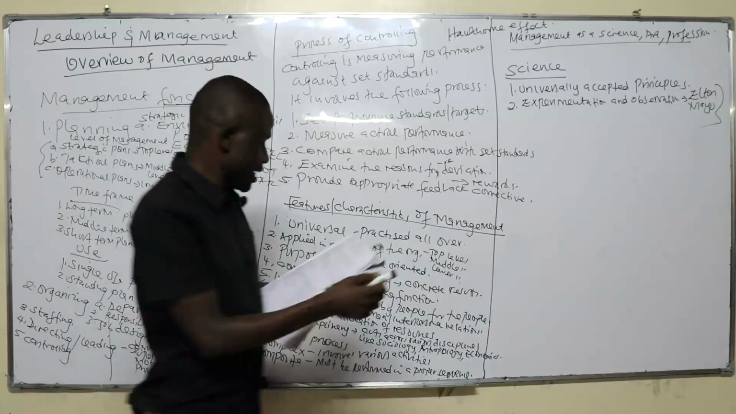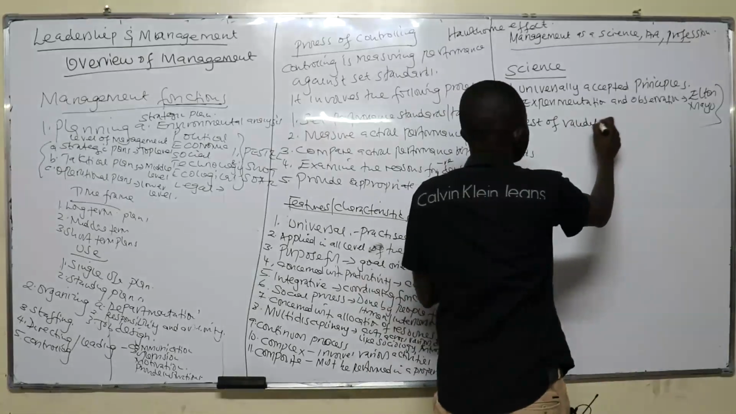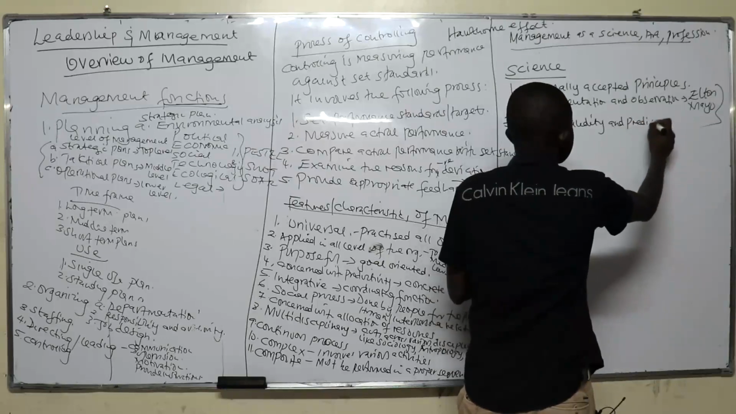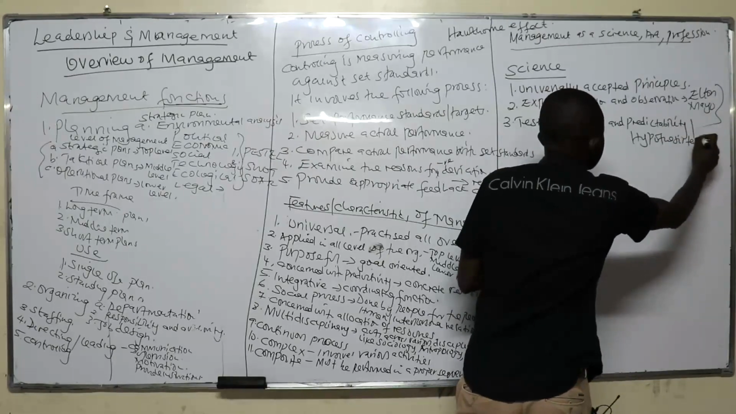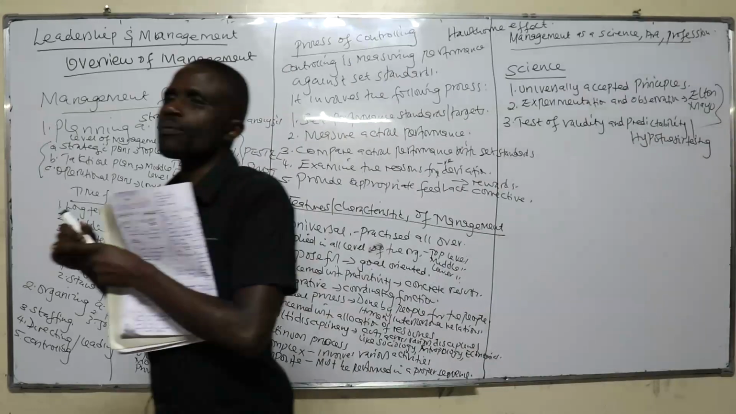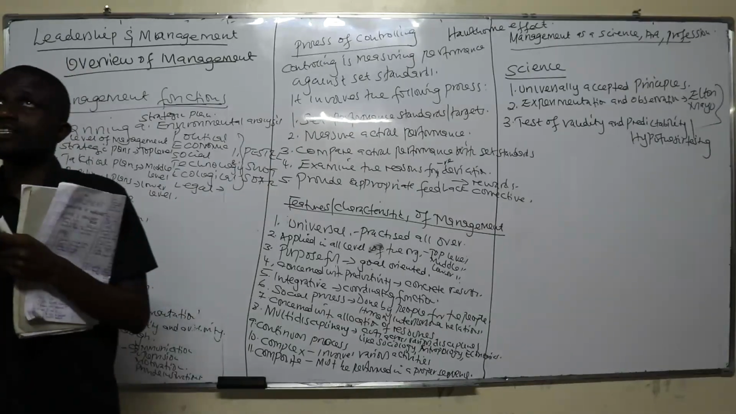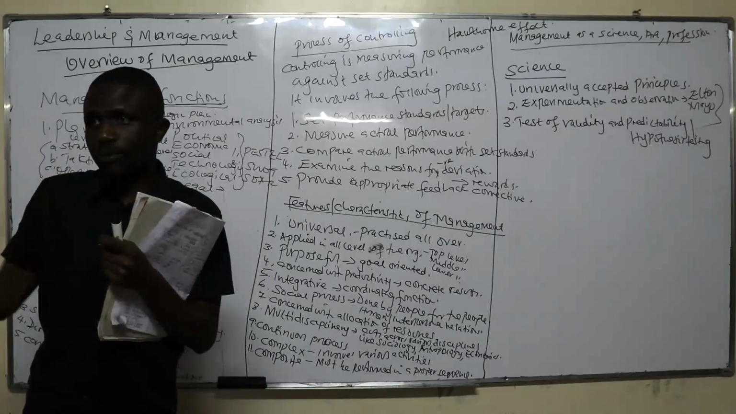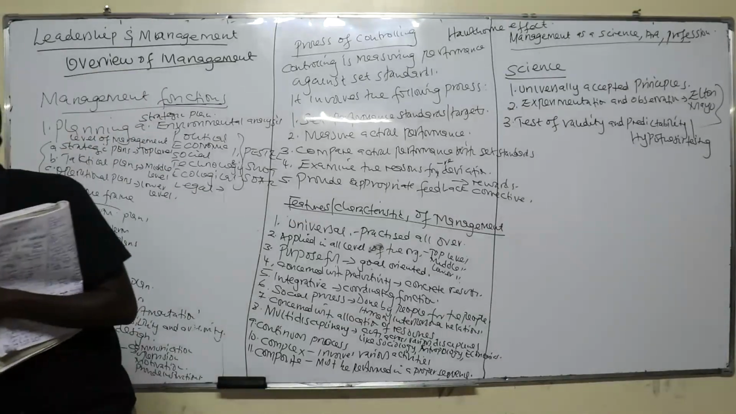The third characteristic is the test of validity and predictability. This is hypothesis testing. A hypothesis is like an assumption, a research assumption. When you're doing research, for instance, with Elton Mayo, one would assume that the women put in the dim-lit room would have their performance go down because the working conditions were not good. That is the assumption somebody would make. What do you do after making that assumption? You proceed to test the validity of that assumption.